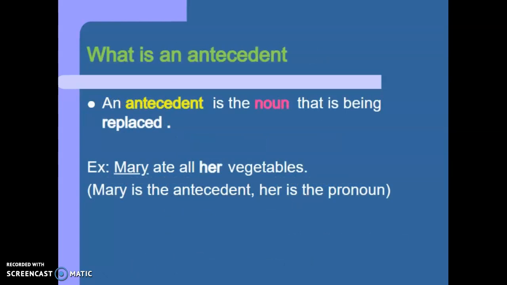An antecedent. An antecedent is the noun that is being replaced in a sentence. Mary ate all her vegetables. Mary is the antecedent, a noun. A noun is a person, place, or thing in the sentence. Mary is the noun. That's the person who ate all their vegetables. Her is the pronoun.